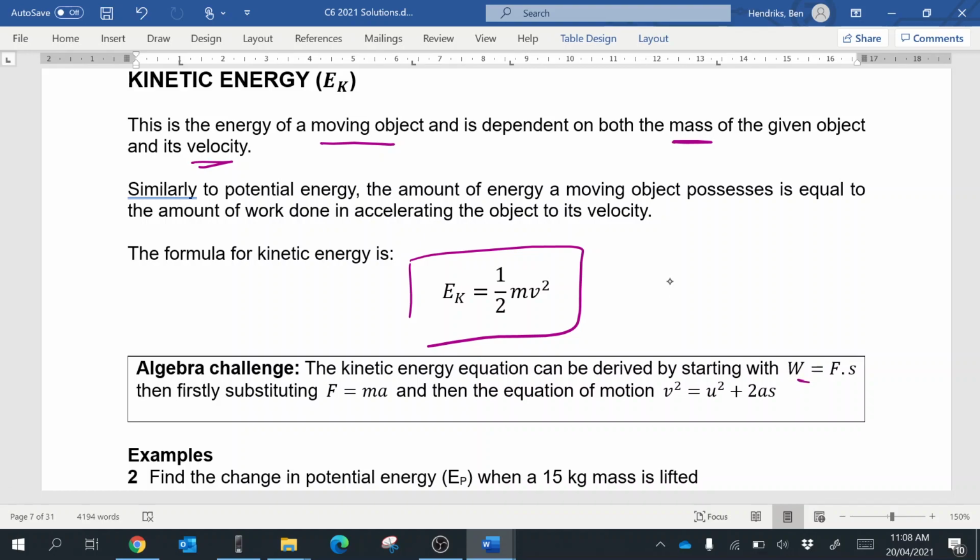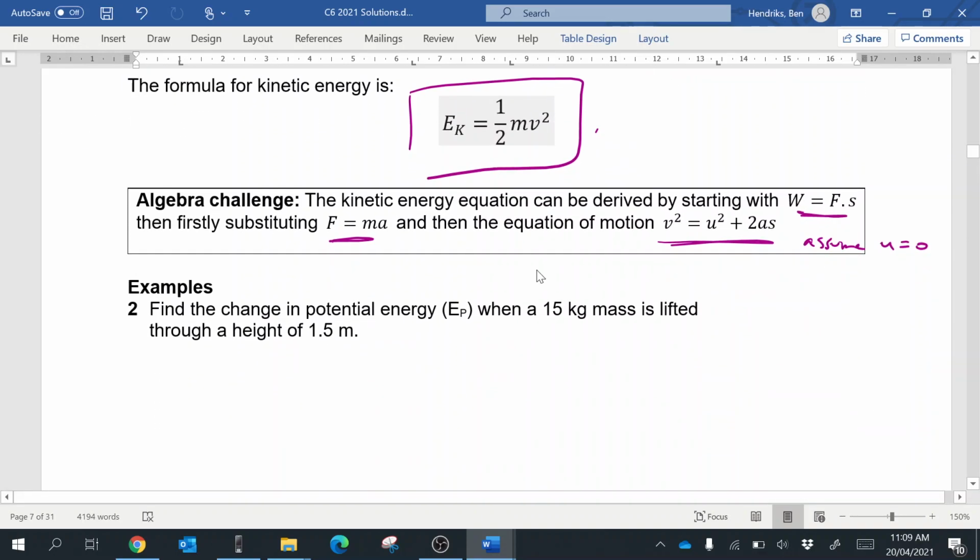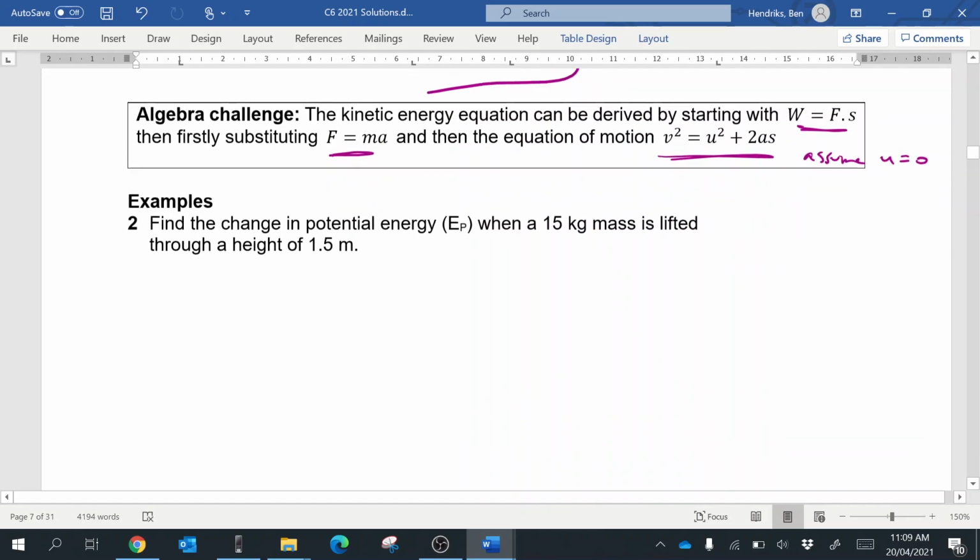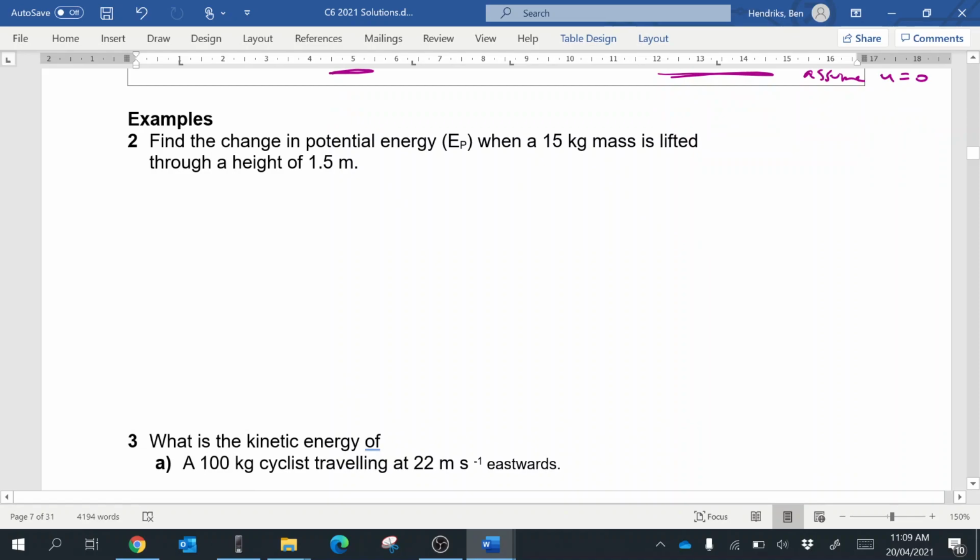So if you again start with work is equal to force times displacement, and you substitute F equals ma into there, and you also use this equation of motion, you should be able to get to our kinetic energy equation. I'll give you a hint: assume U is equal to 0 if you want to go through that little algebra challenge, feel free. Otherwise you can just remember that Ek is equal to half mass times velocity squared, and that'll get you through this course. You won't be asked to derive it.